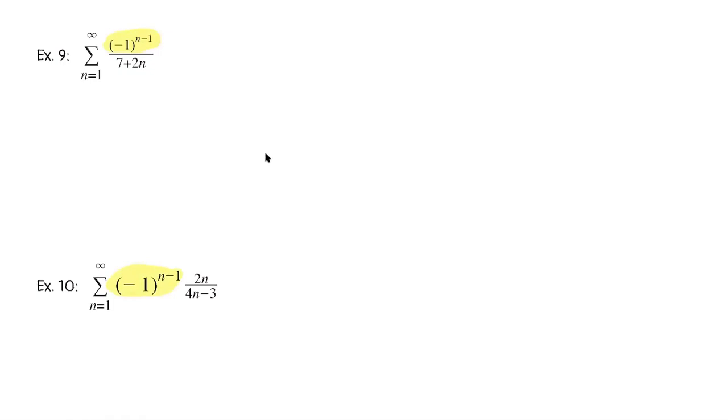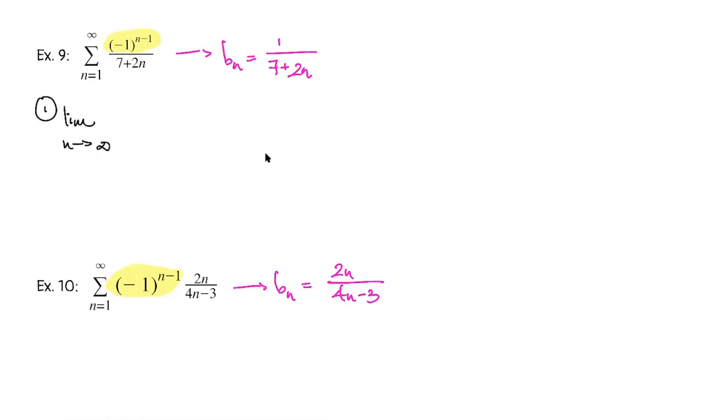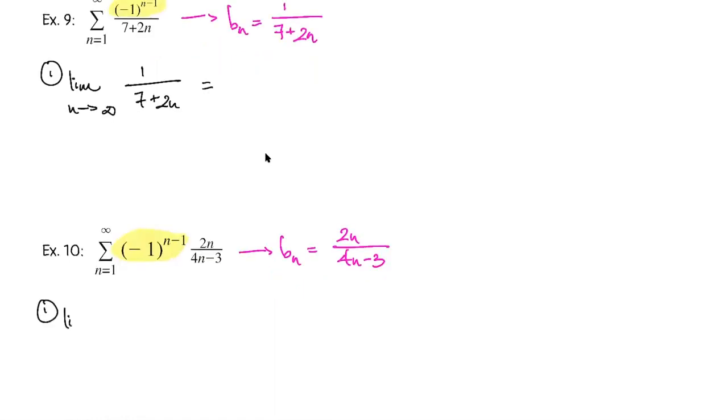What is our b sub n in example number 9? 1/7 plus 2n. Beautiful. I'm so glad that you didn't just say 7 plus 2n, right? We want to be really careful here that 7 plus 2n is in the denominator. What is our b sub n for number 10? 2n/4n. Good. All right. So I'm going to start both of them the same way. We're going to take the limit as n approaches infinity. And we're going to do the same thing down here.